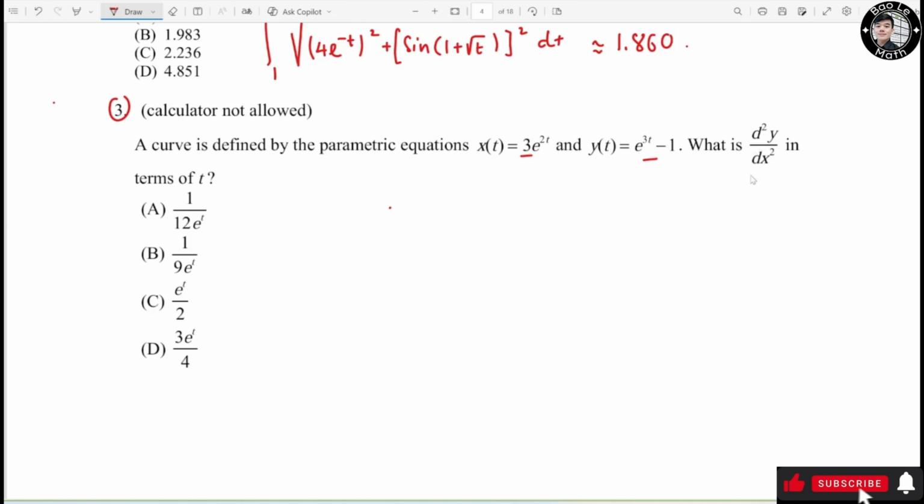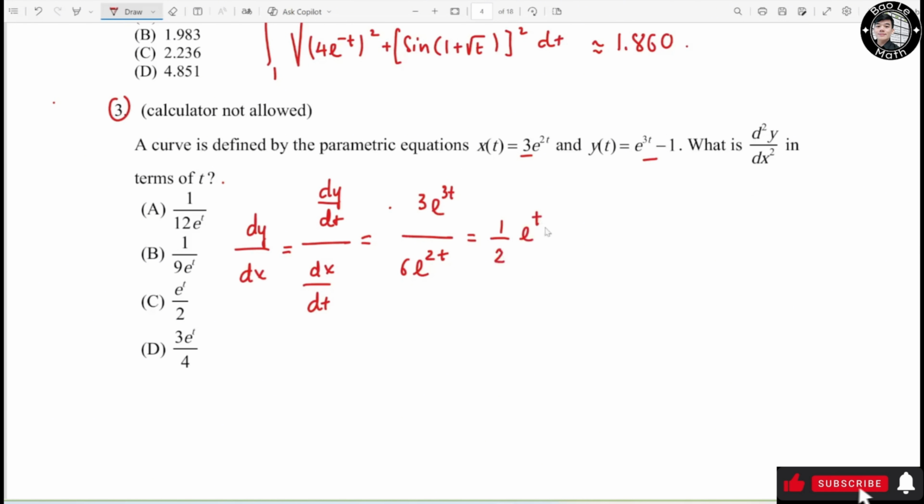Now question 3. A curve is defined by the parametric equations s of t equals this, y of t equals this. What is the second derivative in terms of t? We have dy over ds equals dy over dt divided by ds over dt, right? Now we're going to take the derivative of this one. It's going to be 3e to the 3t divided by 6e to the 2t. And if we simplify, it's going to be 1 over 2e to the t.